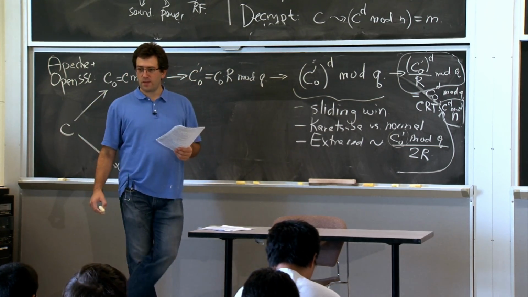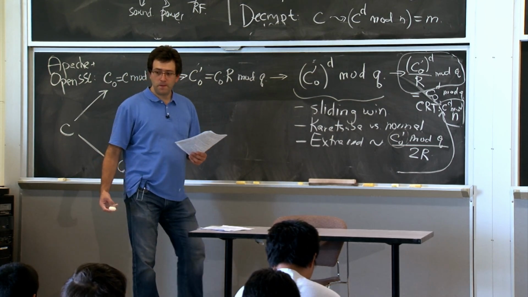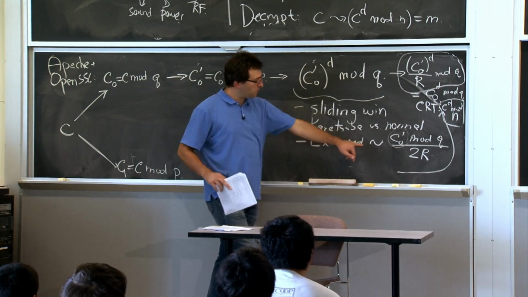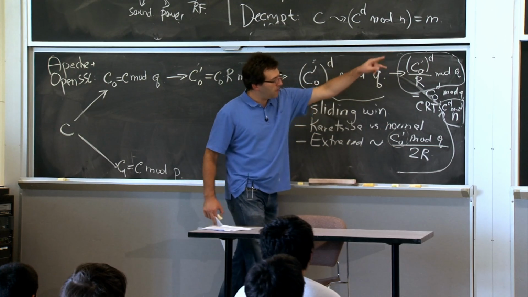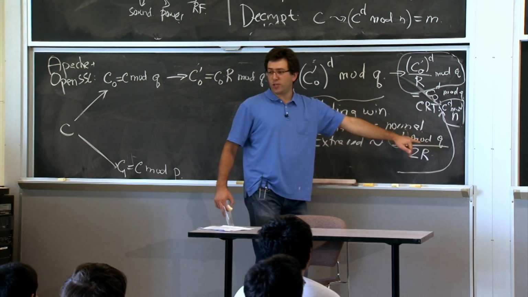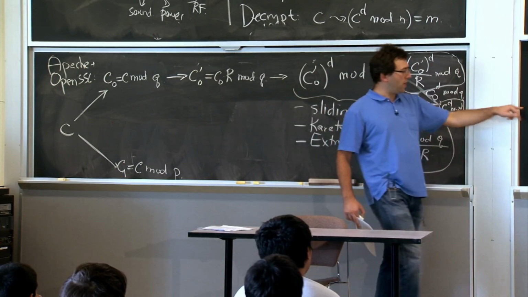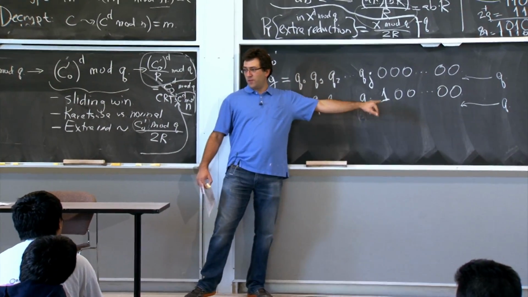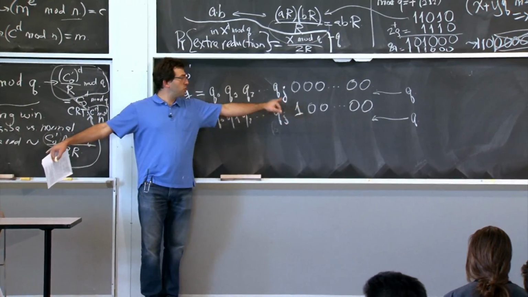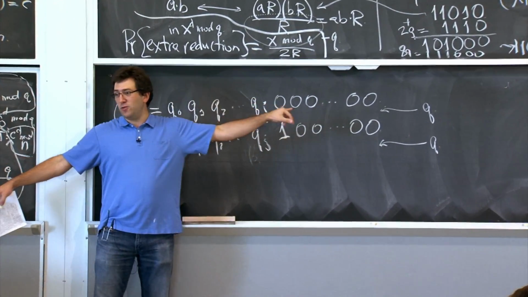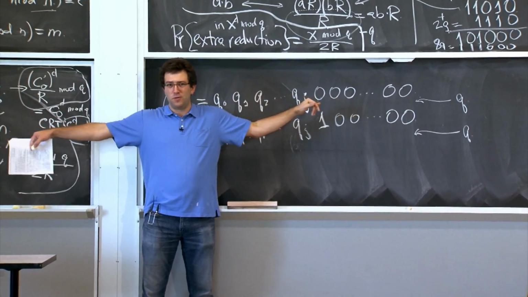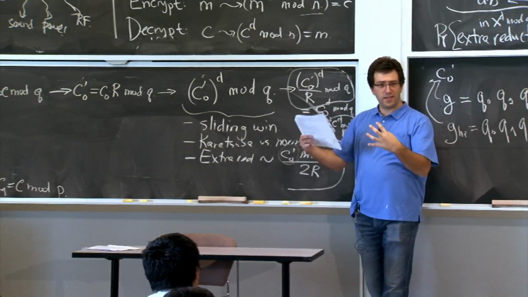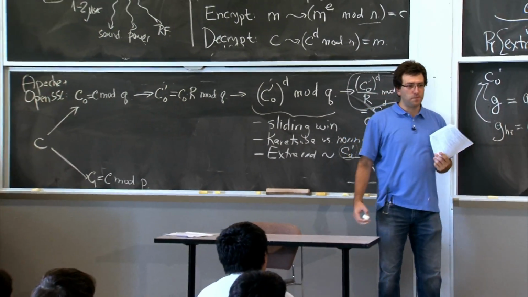Question: can you imply the number of extra reductions? Yeah, because the number of extra reductions is proportional to C0 prime mod Q. So if C0 prime, which is this value, is just a little over Q, then this is tiny. As opposed to this guy, which is basically the same as Q, or all the high bits are the same as Q, and then it's big. So there'll be this difference that you can try to measure.